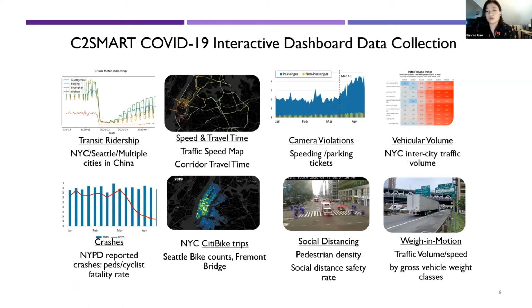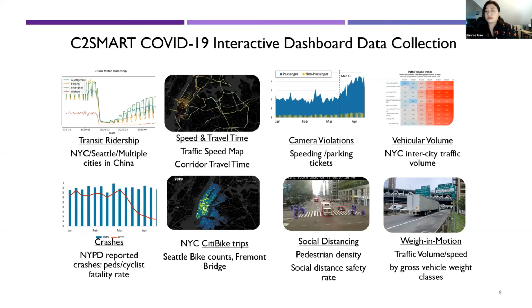One of the important portions over here is the social distancing measurements. What we did is we developed a deep learning based computer vision algorithm. Based on that, we can do object detection using information that we grab from the publicly available, open source traffic cameras that are already installed in the city. And the last one is the weigh-in-motion station. This is a part of our C2SMART test bed, where we installed weigh-in-motion stations on the BQE.